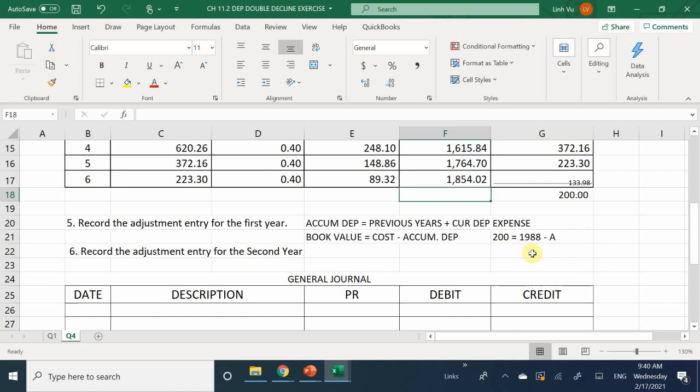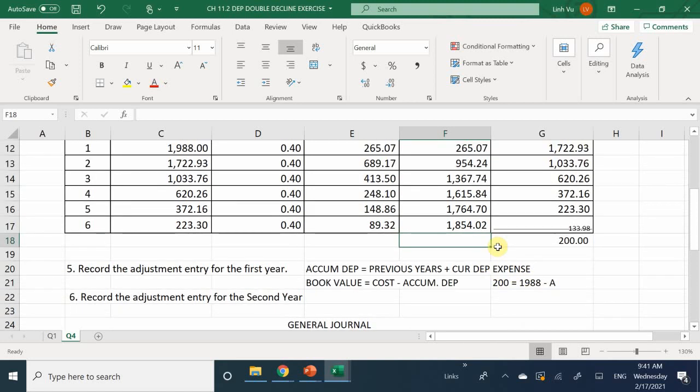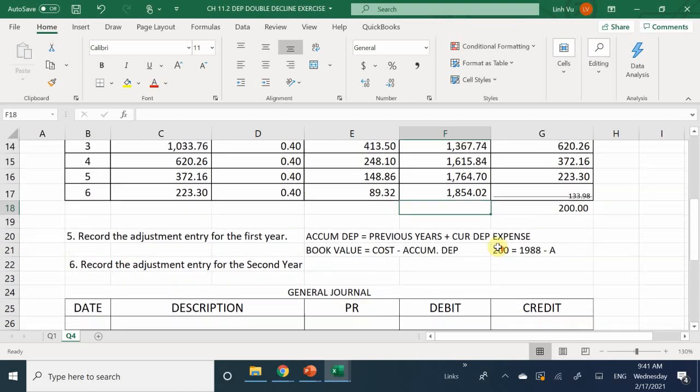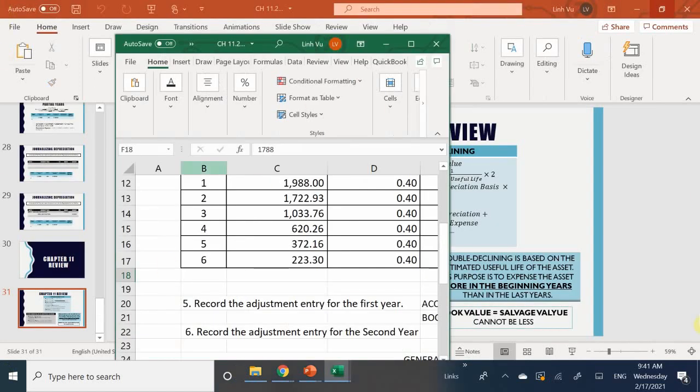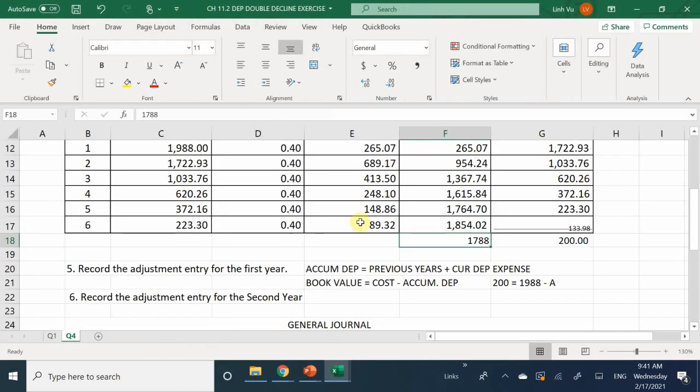1988 minus something gives me 200. Minus the 200. Yes. So then what is A? What is my accumulated depreciation? 1788. Good. Now that I solved that this is 1788, I can go ahead and solve for my depreciation expense because I have all the components now, right?